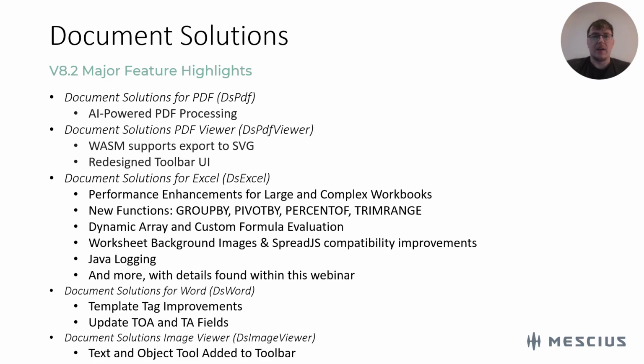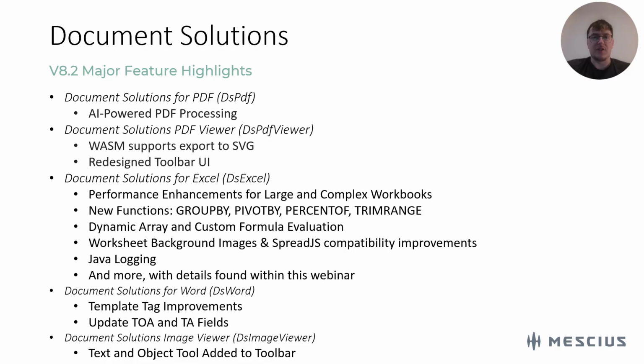I'll go over each of these features in detail later, but for a quick overview, I'll touch on each one now. In Document Solutions for PDF, we've introduced AI-powered PDF processing with a new DsPDF AI package, allowing you to connect to OpenAI or Azure AI to generate summaries, create document outlines, and even extract tables directly from PDFs. In the Document Solutions PDF Viewer, we've added the ability to export PDFs as SVG files when running the WebAssembly version of the viewer, and we've redesigned the toolbar UI, making the viewer both more performant and user-friendly.